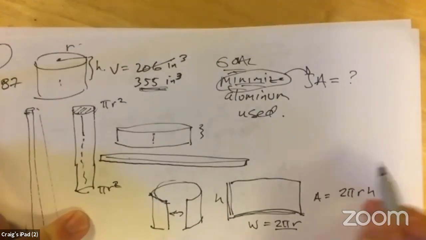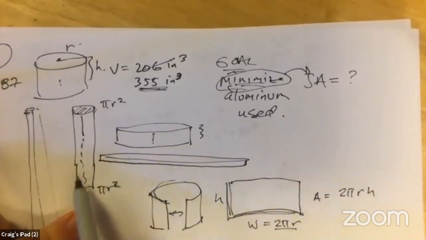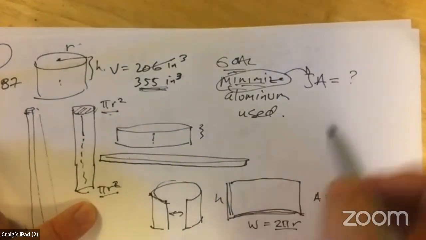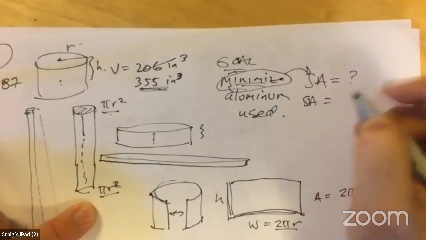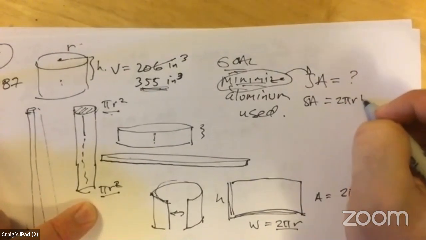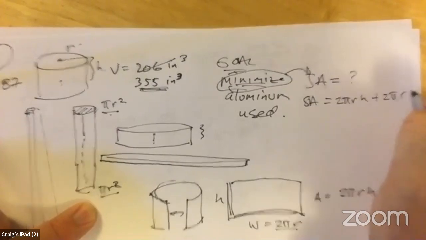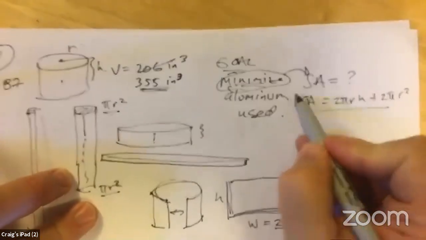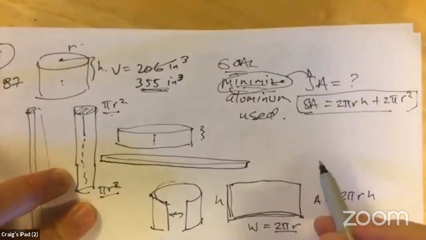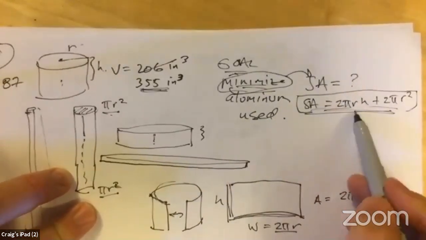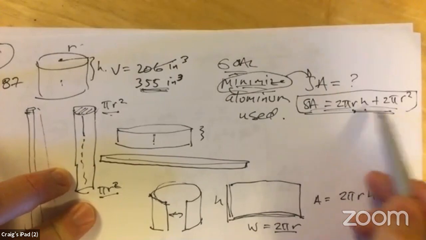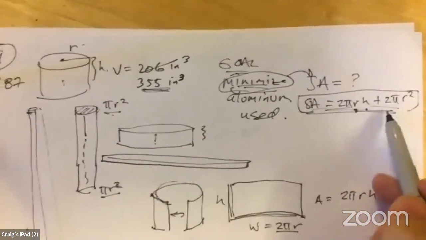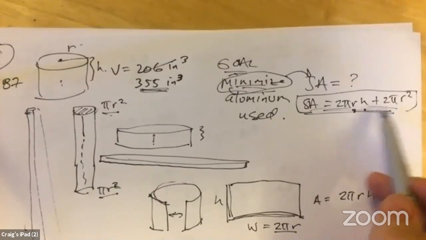Now I have to add 2 pi r h for the side, and then pi r squared and pi r squared to get the surface area. Surface area is 2 pi r h plus 2 pi r squared. Okay, so that's what I'm trying to minimize. I want to find the minimum surface area, so I need to choose the r and the h that make this a minimum. Well, if I choose r is 0 and h is 0, that's a minimum. That's 0. Well, that's not very good.